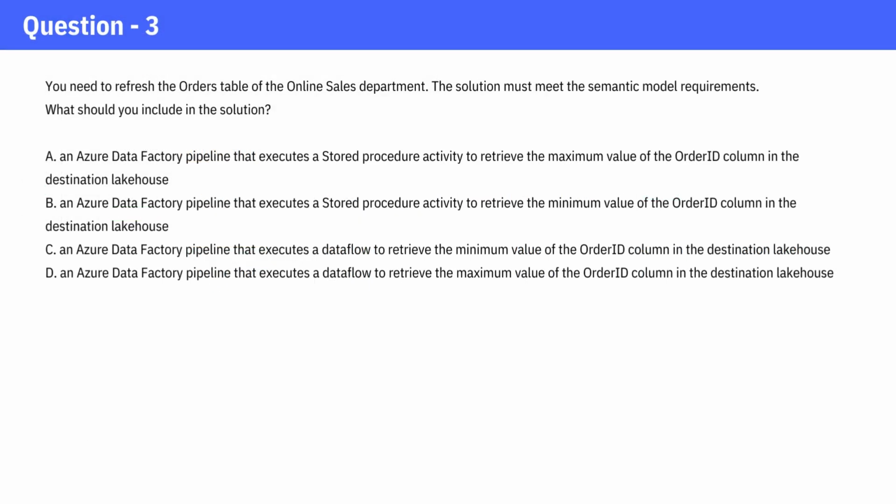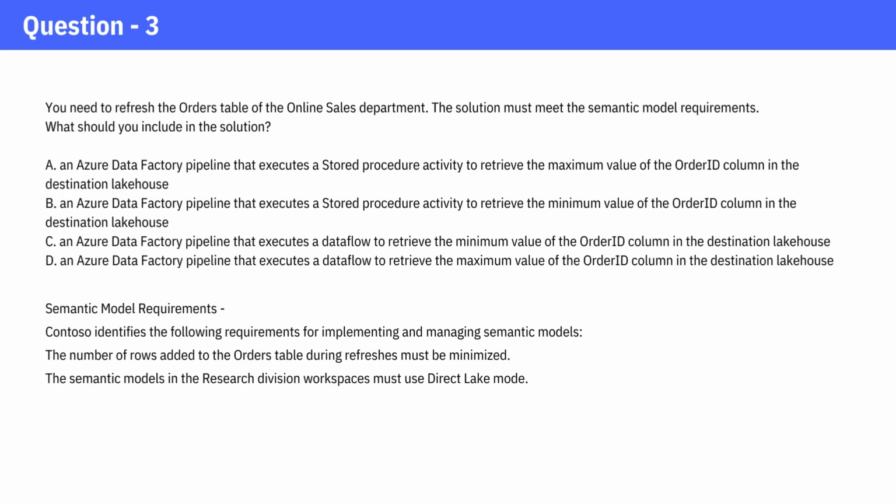Question 3. You need to refresh the orders table of the online sales department. The solution must meet the semantic model requirements. What should you include in the solution? A. An Azure Data Factory pipeline that executes a stored procedure activity to retrieve the maximum value of the order ID column in the destination lakehouse. B. An Azure Data Factory pipeline that executes a stored procedure activity to retrieve the minimum value of the order ID column in the destination lakehouse.